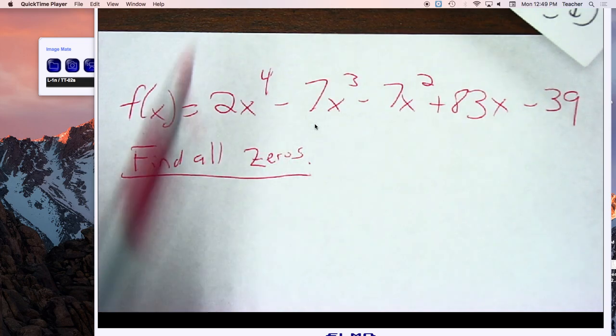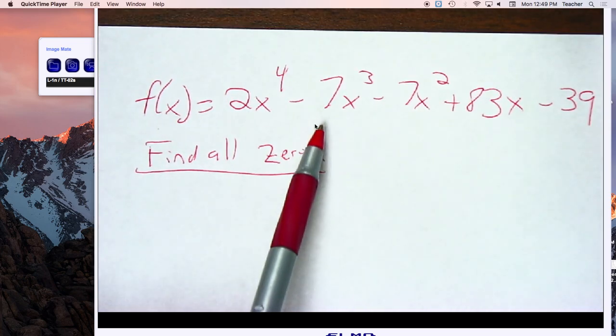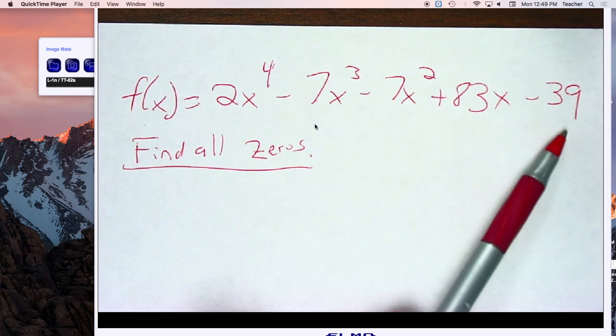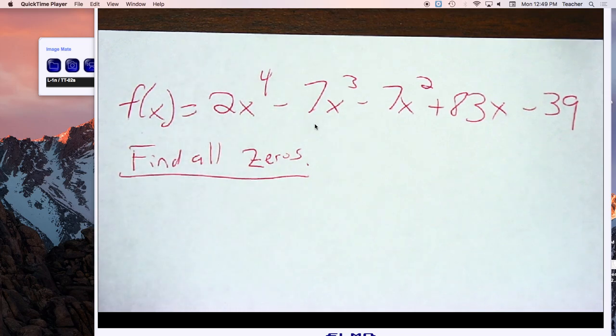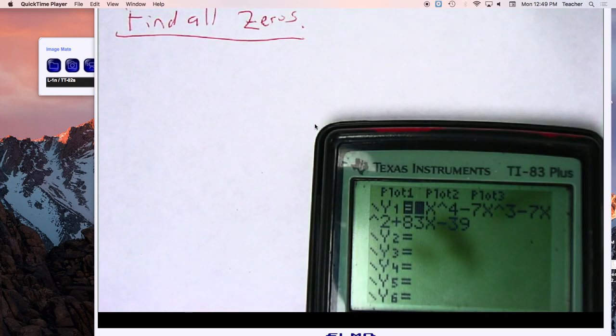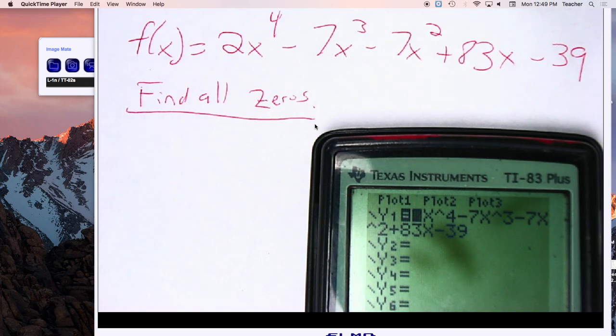Now we've done some problems like this where we were able to get started factoring by taking an x out of everything and sort of reducing the power. Unfortunately, there's a plain 39 here at the end. We cannot factor out an x, so we need something else to get us started. And typically, the way we're going to get started is by looking at the graph. So I've got this equation entered in my calculator already.